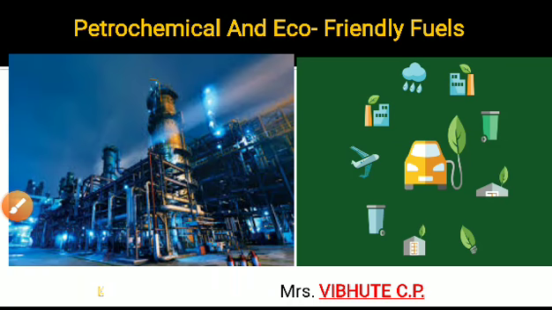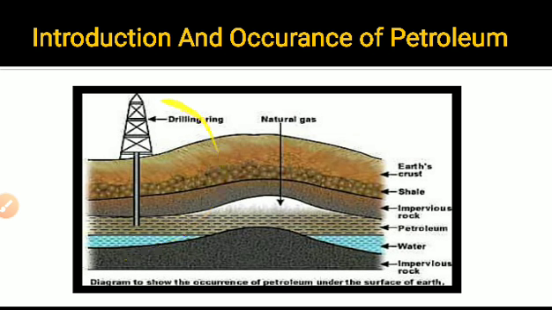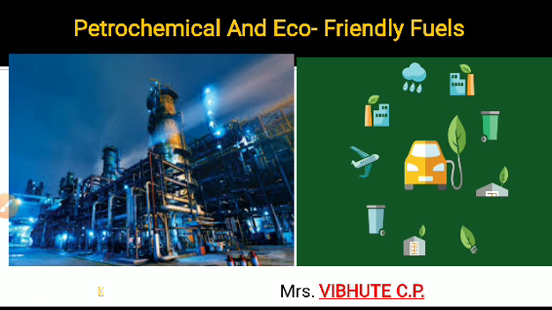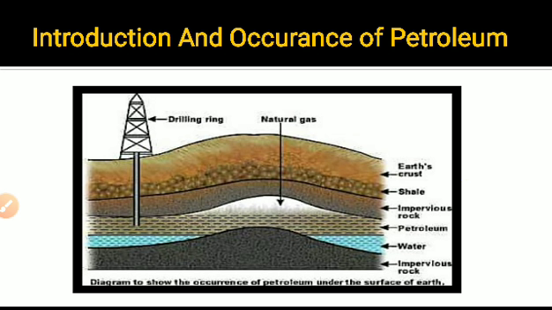Good morning, friends. Today we are going to start a new chapter of industrial chemistry. This is the fourth chapter. The name is Petrochemical and Eco-Friendly Fuels. Here you can see these are all the petrochemical industries, and this is the eco-friendly fuel. First, we are going to learn the petrochemicals. So let's start with the introduction and occurrence of petroleum.